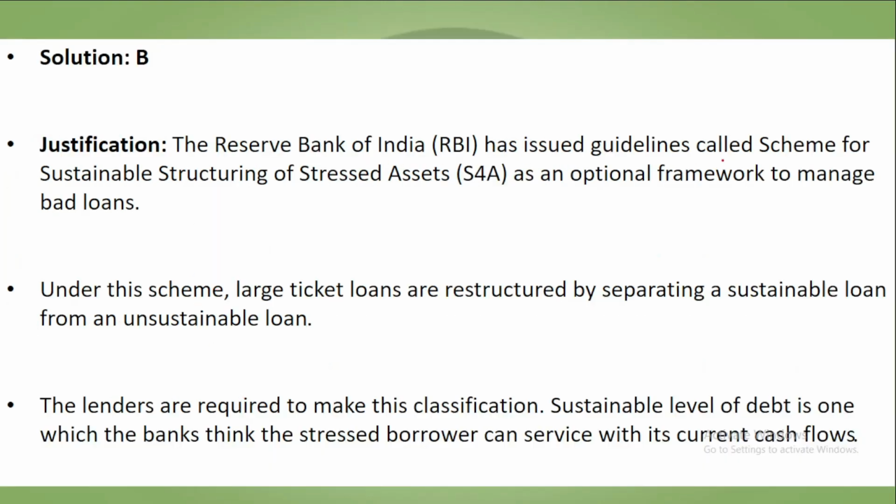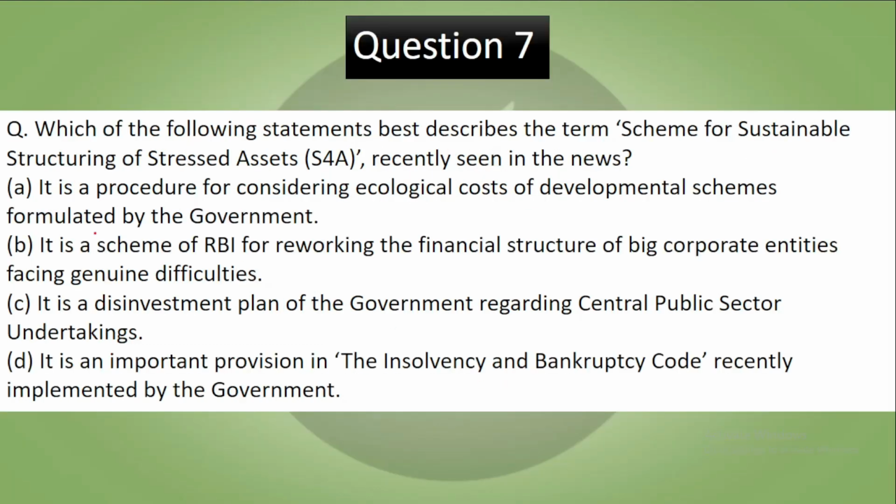The RBI has issued guidelines for the Scheme for Sustainable Structuring of Stressed Assets as an optional framework to manage the bad loans. Under this scheme, large ticket loans are restructured by separating a sustainable loan from an unsustainable loan. Lenders are required to make this classification. Sustainable level of debt is one which the bank thinks the stressed borrowers can service with their current cash flows.